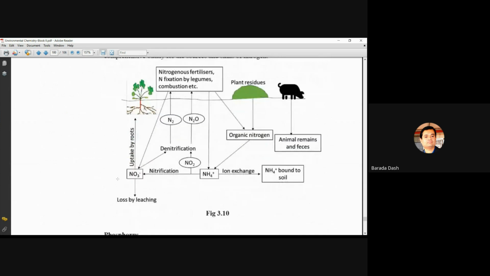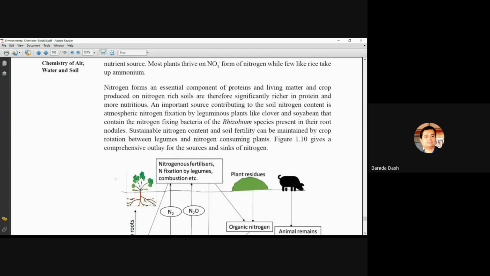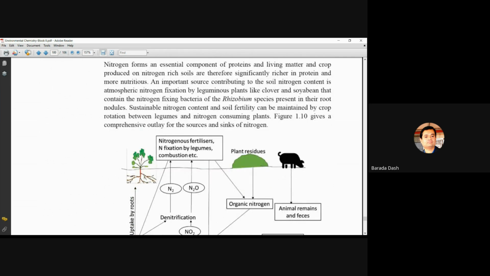So this is the nitrogen cycle. Nitrogen is basically an essential component of proteins and living matter, and crops produced on nitrogen rich soil are significantly richer in protein and more nutritious. An important source contributing to soil nitrogen content is atmospheric nitrogen fixation by leguminous plants like clover and soybean that contain a nitrogen fixing bacteria called rhizobium.